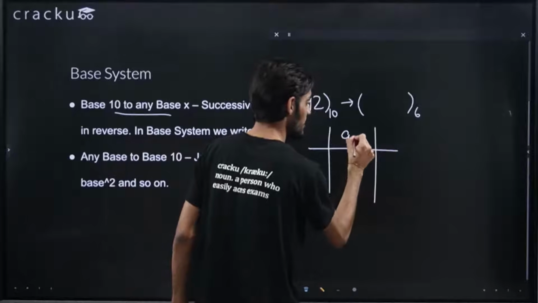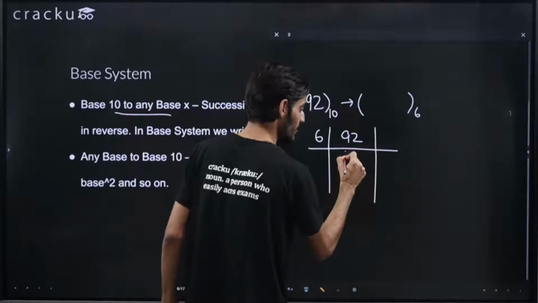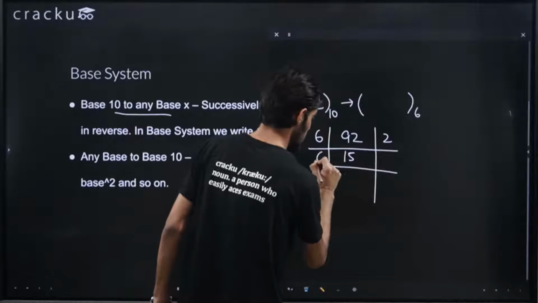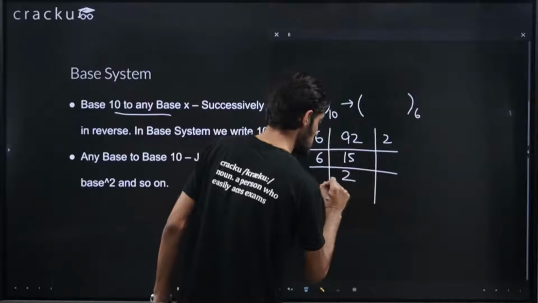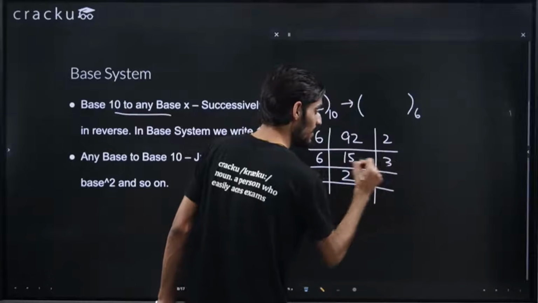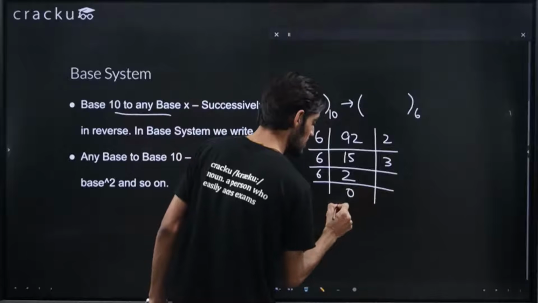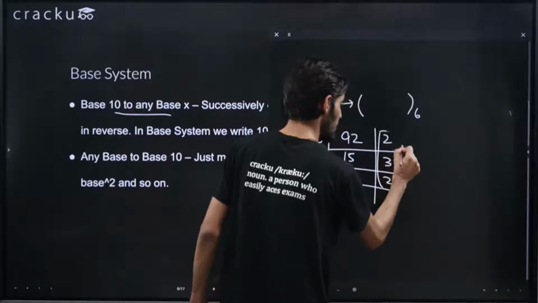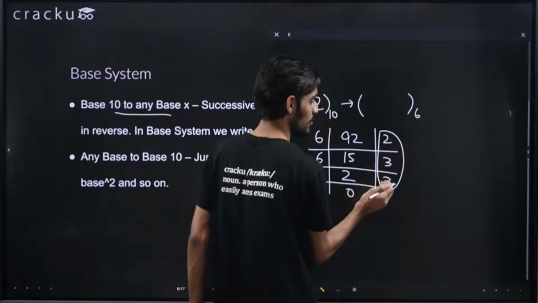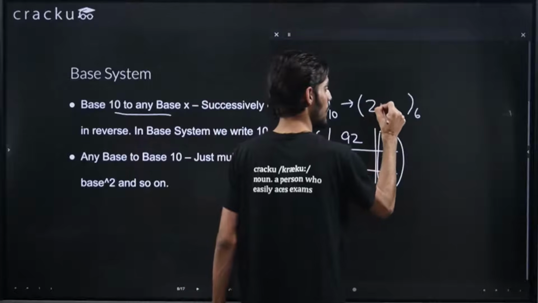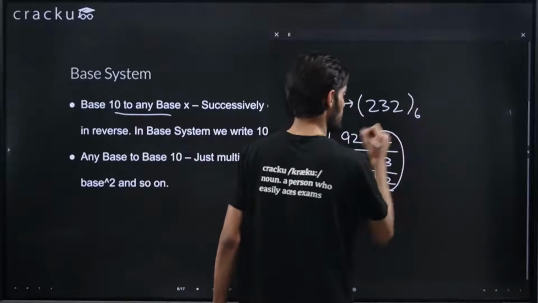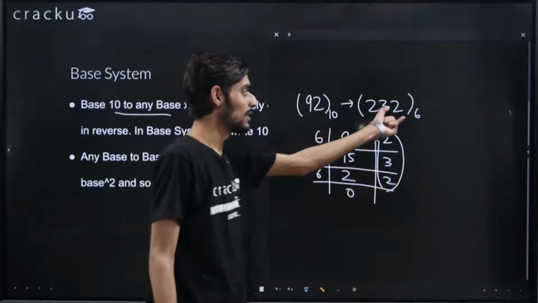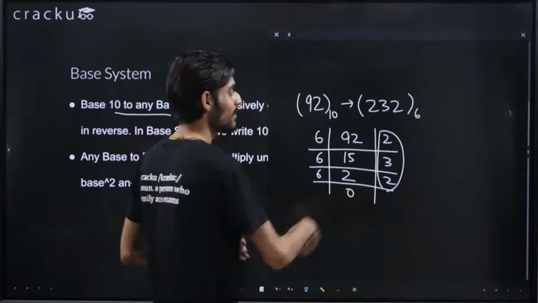So here we will be writing 92 divided by 6. 15 into 6 is 90, so 2 will be the remainder. 6 into 2 is 12, so 3 will be the remainder. 6 into 0 is 0, so 2 will be the remainder. So we need to just write these numbers, 2, 3, 2, in the reverse order. So first 2, then 3, then 2. Essentially we are converting this number from base 10 to a number in base 6. So here the base is 6.